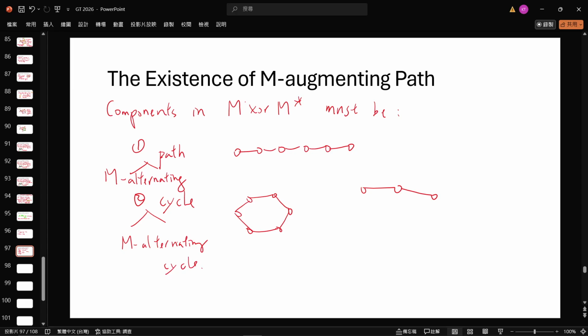Moreover, I claim that the length, or the number of edges, on this cycle must be an even number. It cannot be an odd number. So can you see why? For example, it cannot be an alternating triangle.